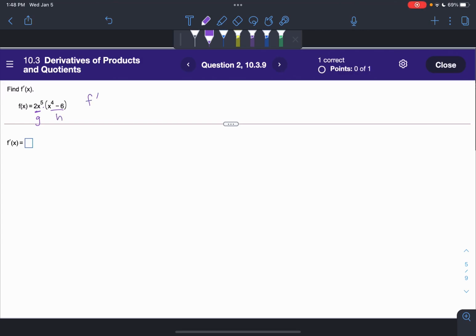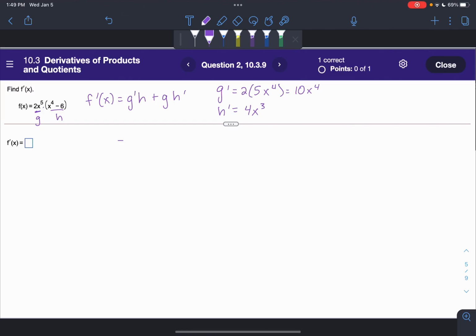So f prime of x is equal to g prime h plus g times h prime. g prime is just going to be 2 times the derivative of x to the fifth, which is 5x to the fourth. And so this simplifies as 10x to the fourth. h prime, I have x to the fourth, so that derivative will be 4x to the third, and then the derivative of minus 6 is just 0.